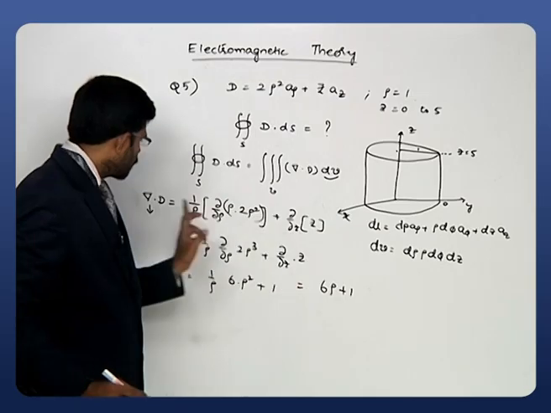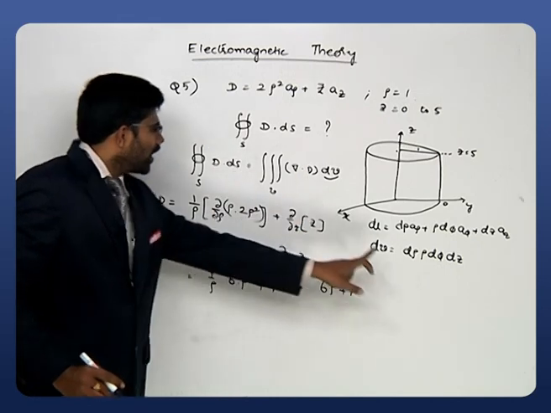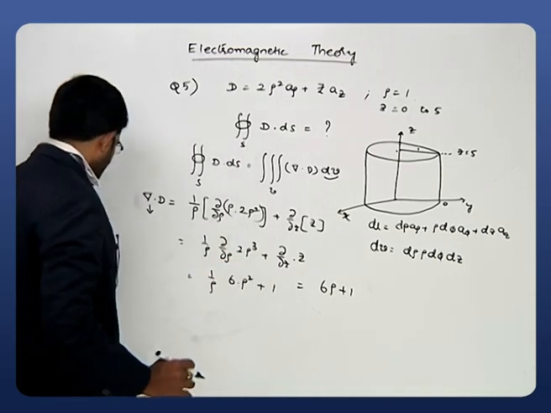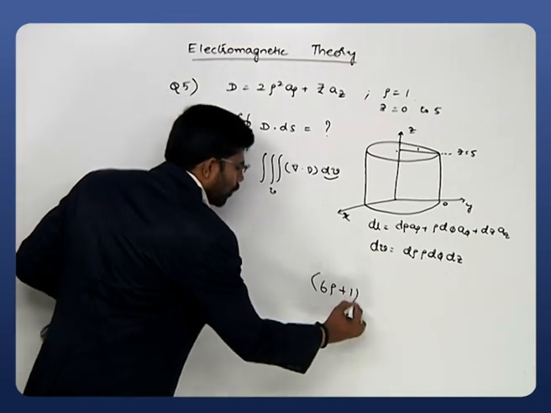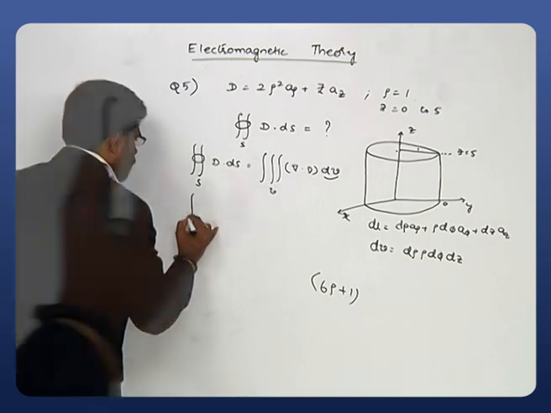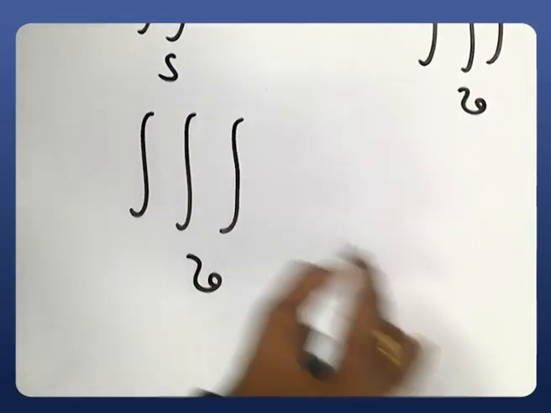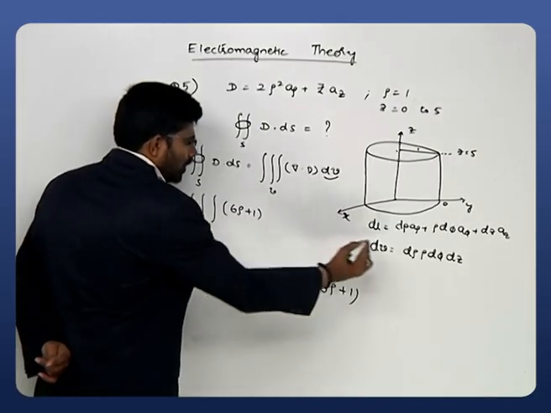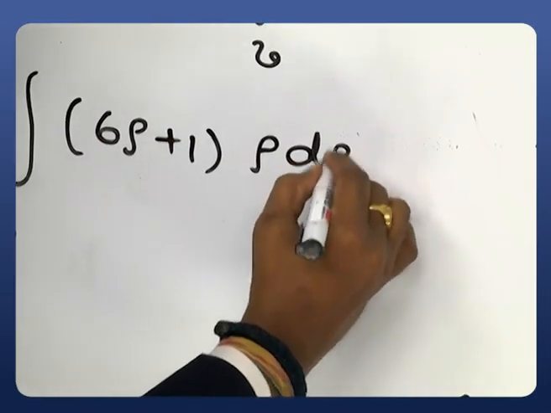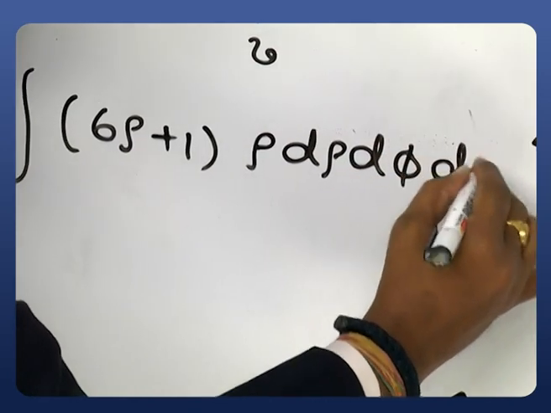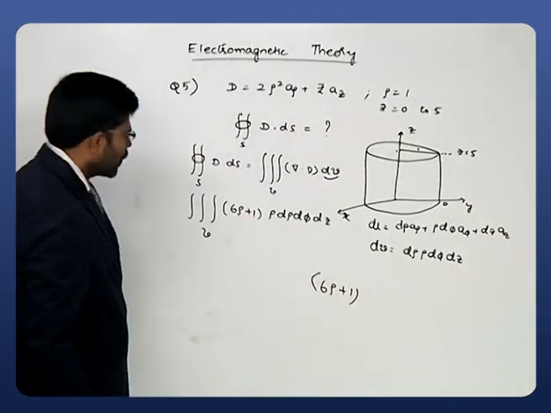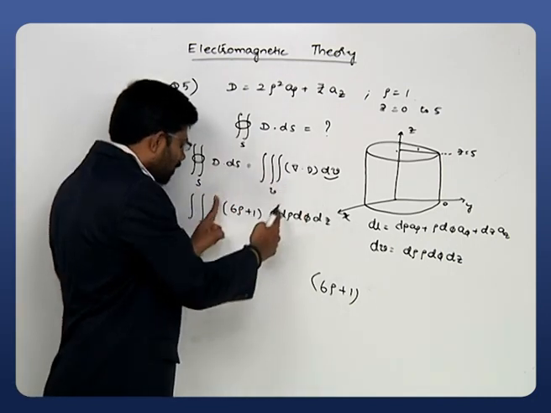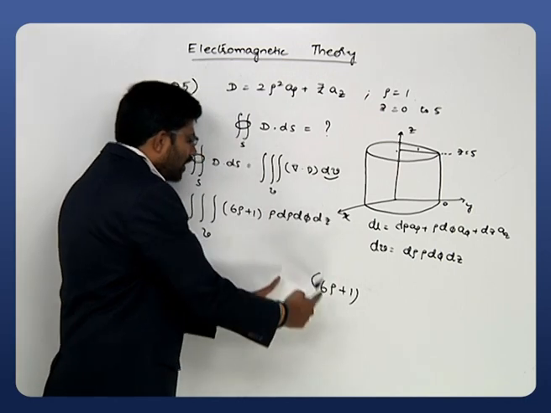Now we substitute this divergence here and this dV here. By substituting the divergence and dV, we can easily calculate this. So this is the divergence term we have. Substitute here. Then the total volume integral of the divergence term is 6 rho plus 1 and the dV term is rho d rho d phi dz. So here what we are doing is taking the equivalent of this surface integral, taking the divergence of this term, and solving the volume integral.